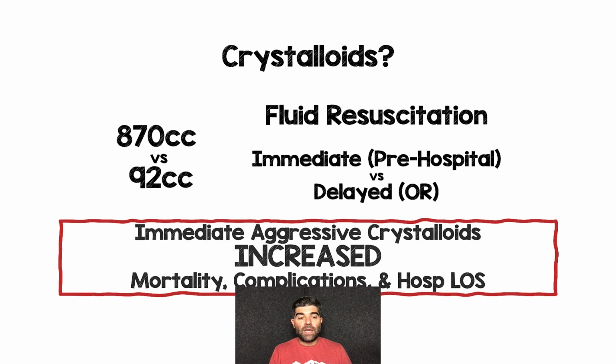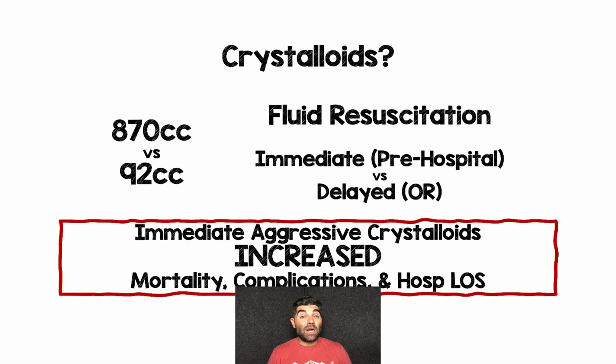And what they ended up finding is that giving them even up to a liter of fluid, this isn't even quite a liter, it's just under, increased mortality, complications, and hospital length of stay. And so I think this is why a lot of us are starting to try and avoid giving liters and liters of fluid, and now starting to do little aliquots and replacing what's actually lost, which is blood products.